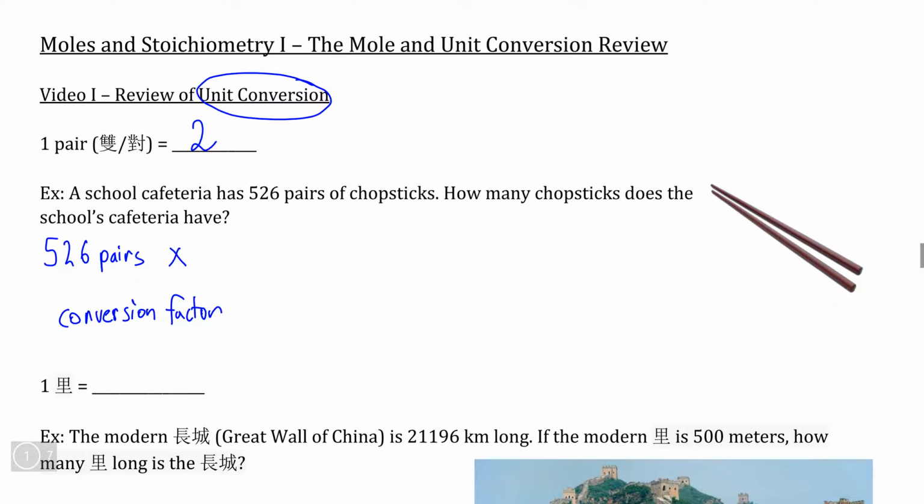Now, how do we use the conversion factor? We need to look at our units. The final unit we want is chopsticks, so we need to cancel the unit pairs. As we know, when we divide any number by itself, it cancels out. The same thing applies to units. Therefore, when we write the conversion factor with chopsticks in the numerator and pairs in the denominator, then multiply the conversion factor by the number of pairs, the unit pairs cancels out, and we're left with the number of chopsticks, which is 1052.